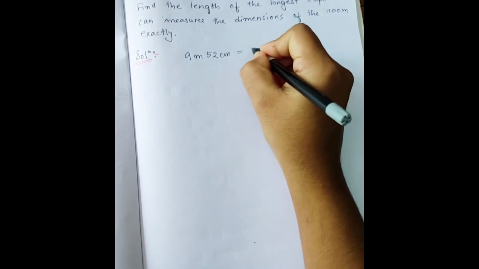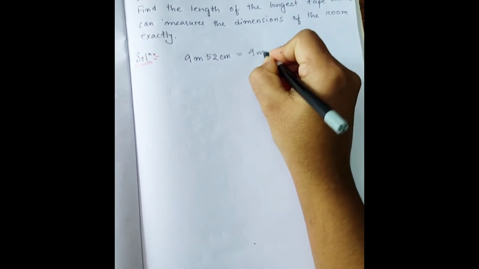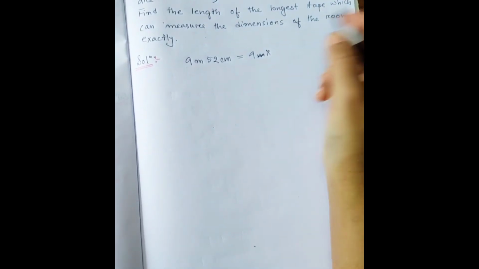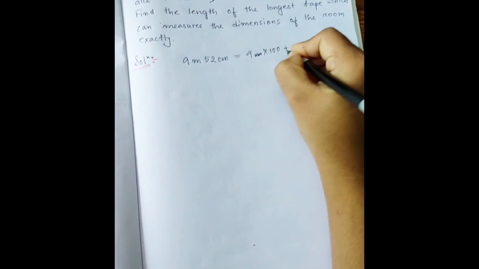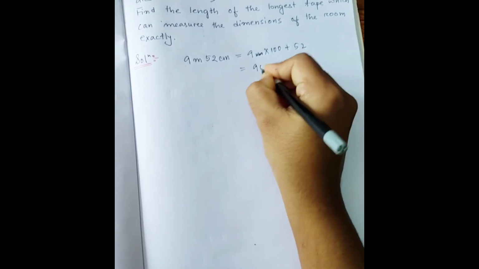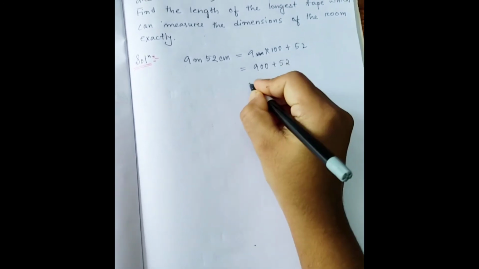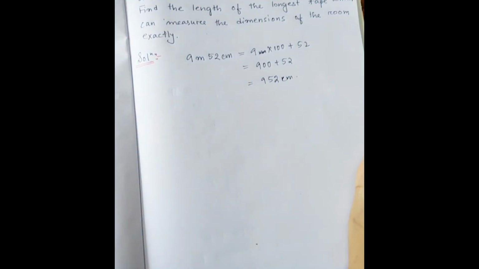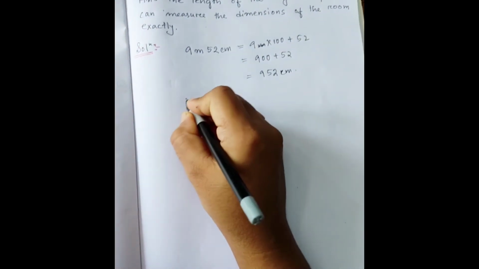So you will get 9 meter. You can write 9 into, so you know meter to centimeter it is 100 plus 52, that means 900 plus 52, that means 952 centimeter. So like that you will find the other dimensions also.